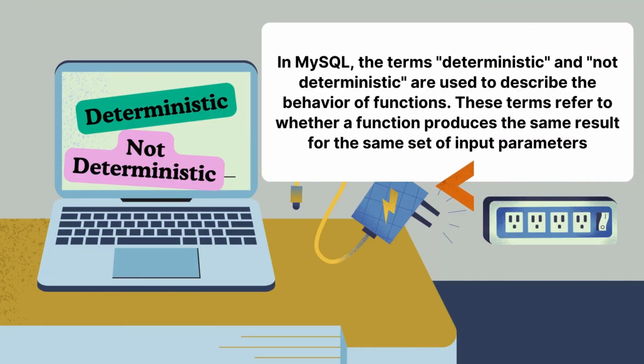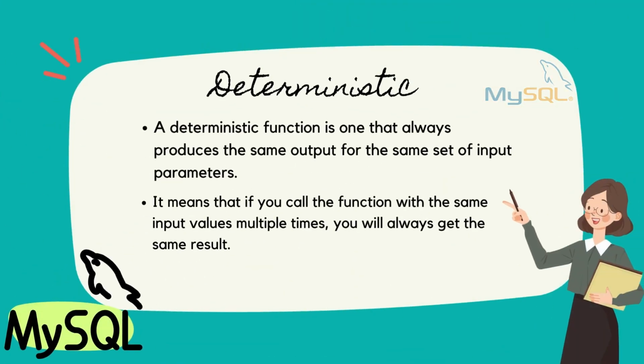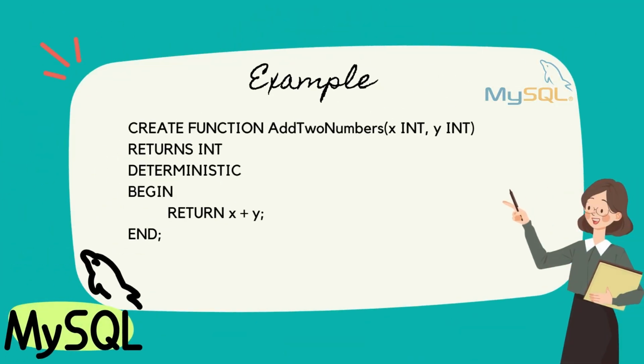In MySQL, the terms deterministic and not deterministic are used to describe the behavior of functions. These terms refer to whether a function produces the same result for the same set of input parameters. A deterministic function is one that always produces the same output for the same set of input parameters. It means that if you call the function with the same input values multiple times, you will always get the same result. Here is example.